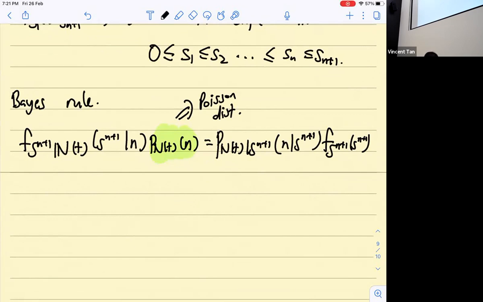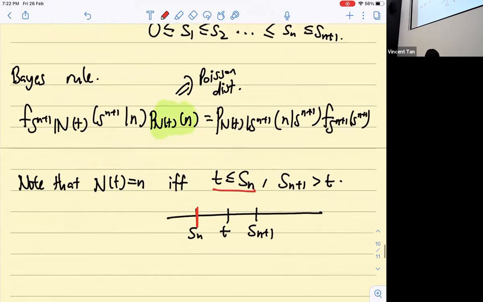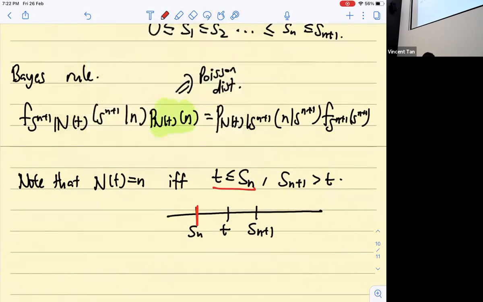Note that Nt equals n if and only if t is less than or equal to Sn and Sn plus 1 is bigger than t. So this is the picture you want to have in your head. This is t, this is Sn, and Sn plus 1. Then in this case, Nt is equal to n. Now you could have the situation that this line is exactly here, but I don't want to draw that. You just have to be aware that you can have equality here.